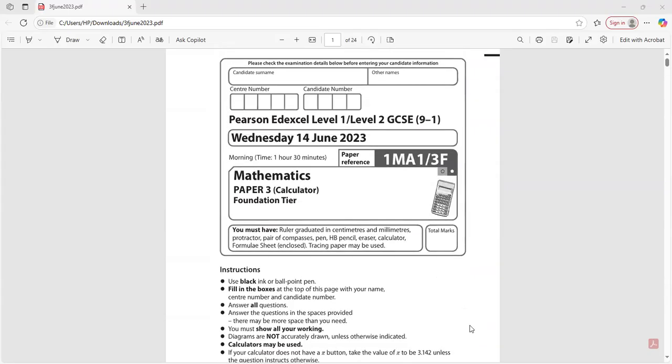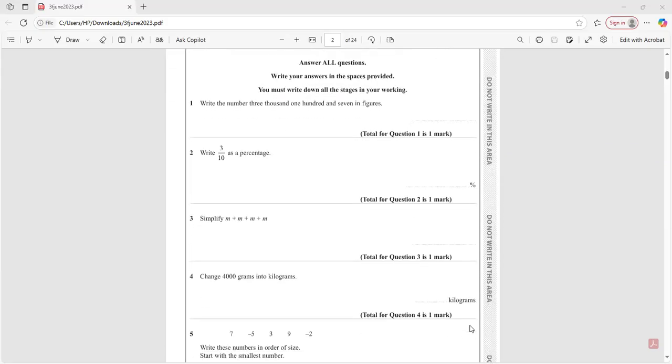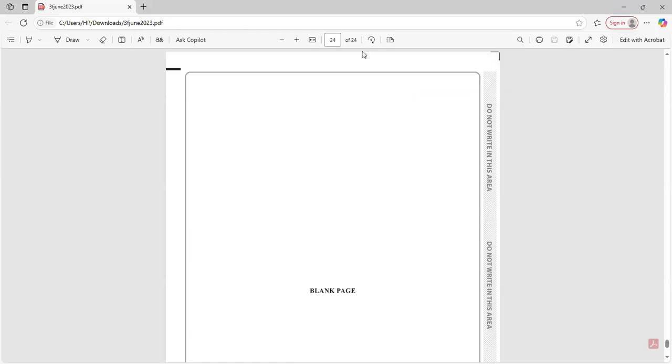Okay, so paper three allows us to use a calculator. All right, that's a good one. But I think we know sometimes using a calculator, there are some questions that, well, you have a chance of being faster without a calculator.